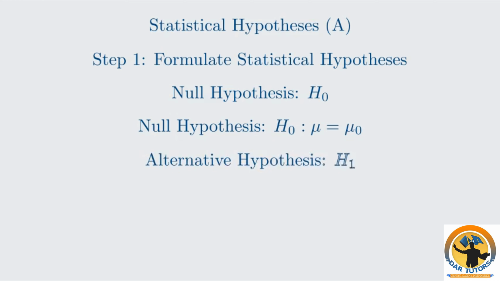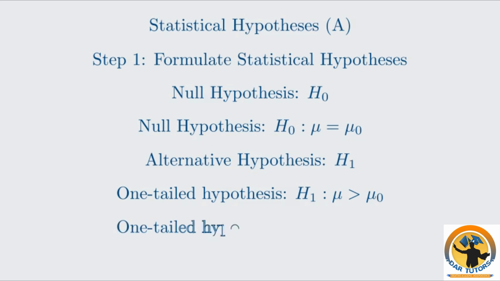This brings us to the alternative hypothesis, H1. The alternative hypothesis describes what we will accept if we have to reject the null hypothesis. The alternative hypothesis can take 3 forms, depending on what we are trying to prove. If a researcher wants evidence that a new product is superior, they would formulate a greater than alternative. H1, mu is greater than mu0. This is a one-tailed hypothesis. Similarly, if they want evidence that it is inferior, they would formulate a less than alternative. H1, mu is less than mu0. This is also a one-tailed hypothesis.